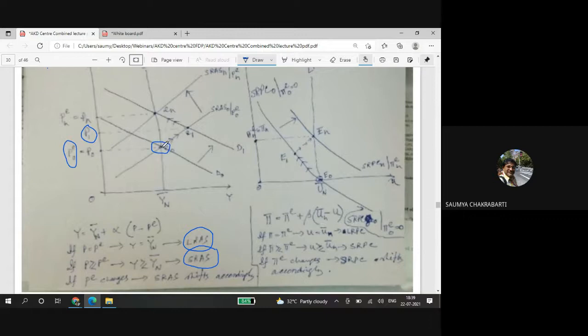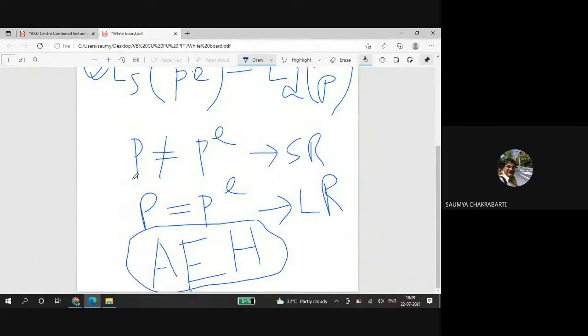That means we are moving along this direction. Y is greater than YN. And if P is less than PE, then Y is less than YN. That means, if P moves away from PE, when does it happen? In the short run. Where do we know? Here we have mentioned this. P not equal to PE means short run. P equal to PE means long run.